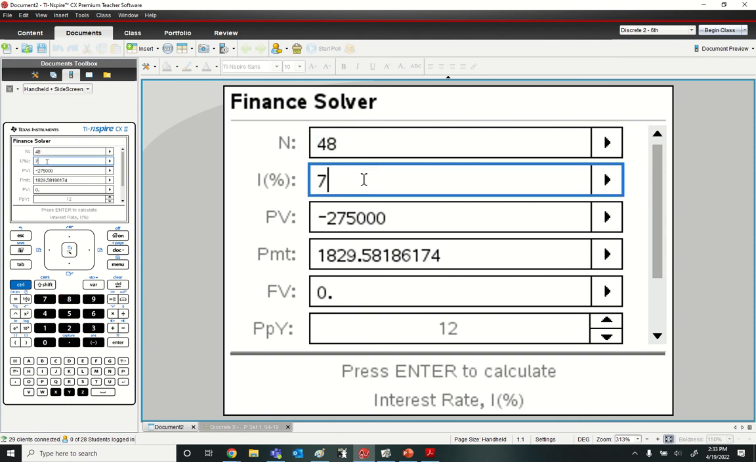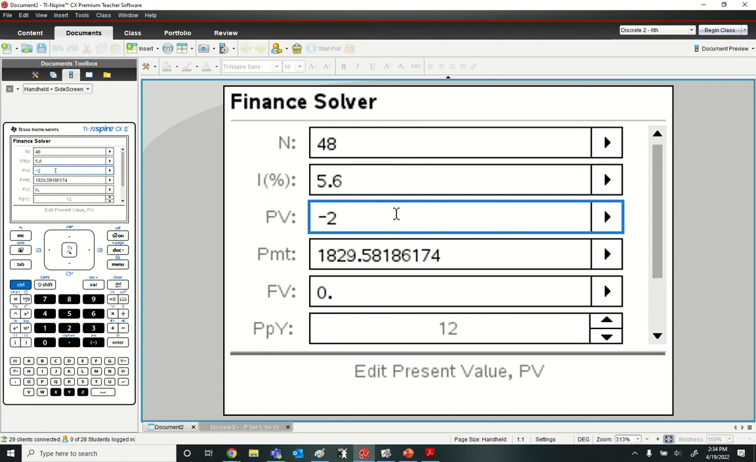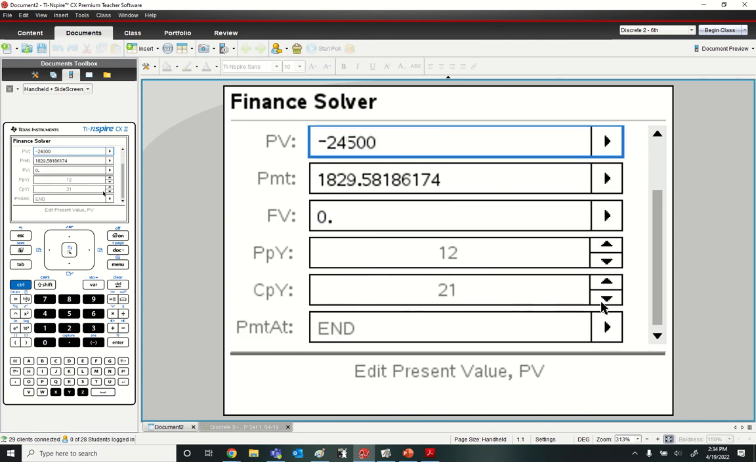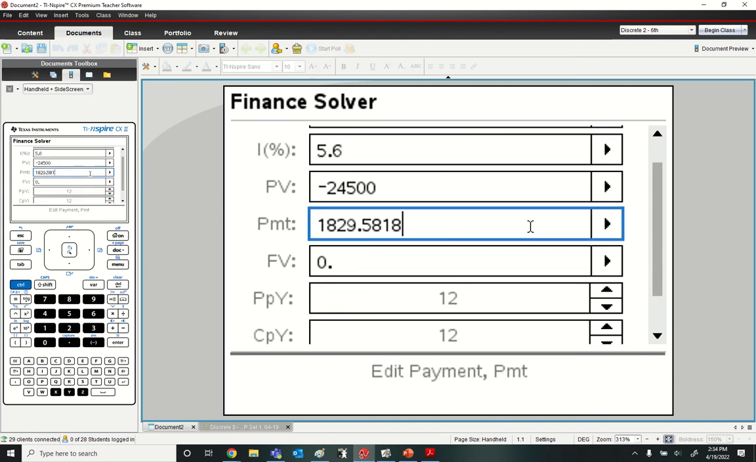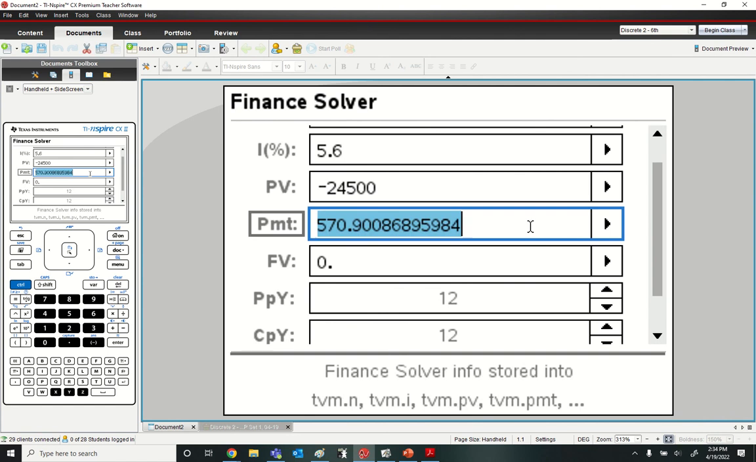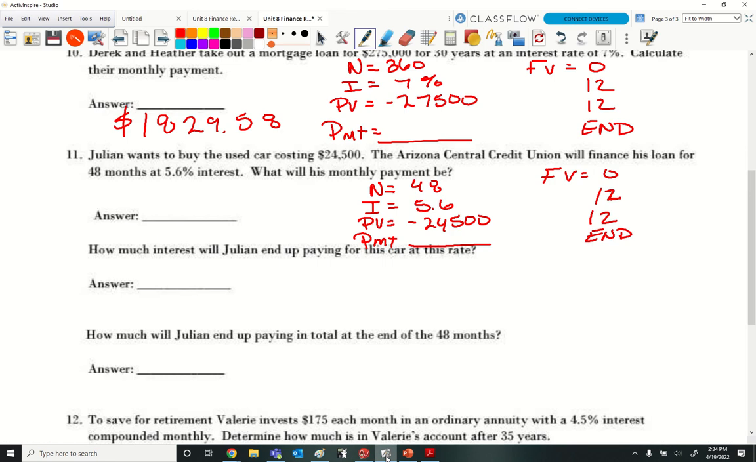So 48 months. Interest was it 5.8? 5.6. There we go. Negative 24,500. And there we go, right? I don't know why this messed up, but it did. All right. Future value 0, and I'm looking for the monthly payment. And my monthly payment is 570.90.